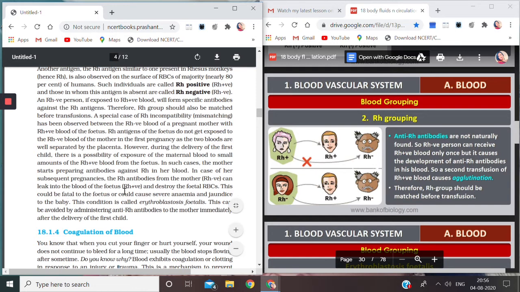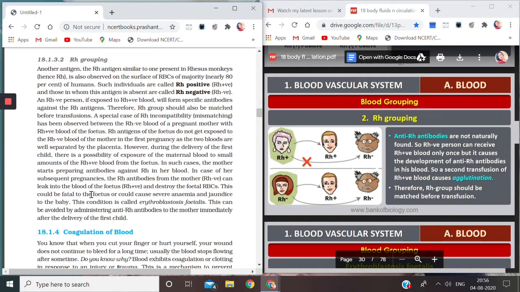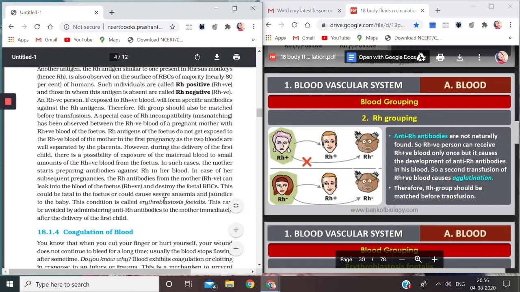This could be, if the RBCs of the fetus are destroyed. You just imagine that the fetus is inside mother's body and the RBCs of the fetus are being destroyed by the mother's antibody. Then how will the fetus survive? The fetus will suffer severe anemia or jaundice, right? And sometimes it may lead to erythroblastosis fetalis. What does this mean?